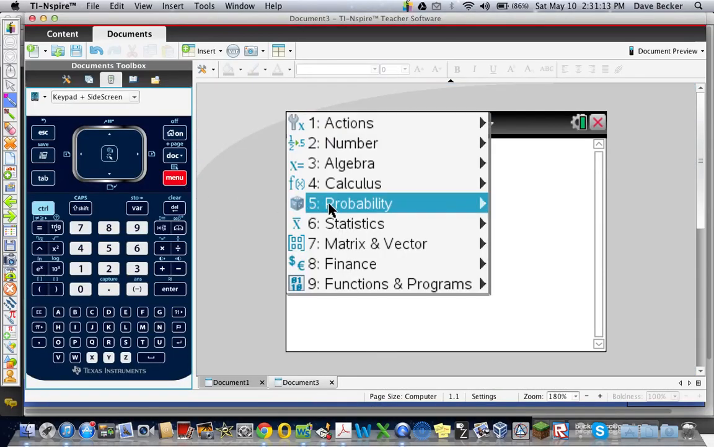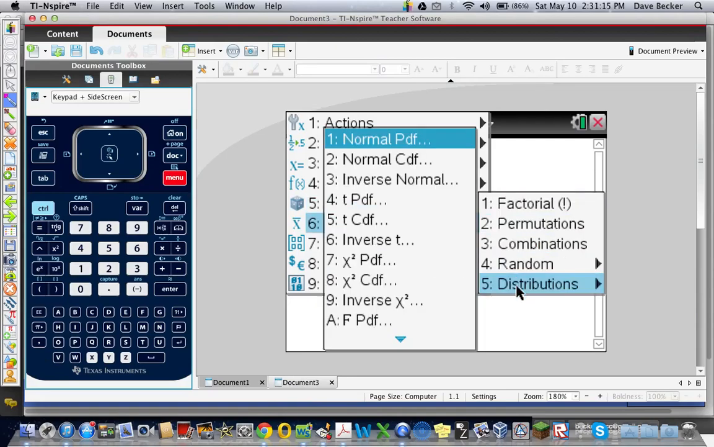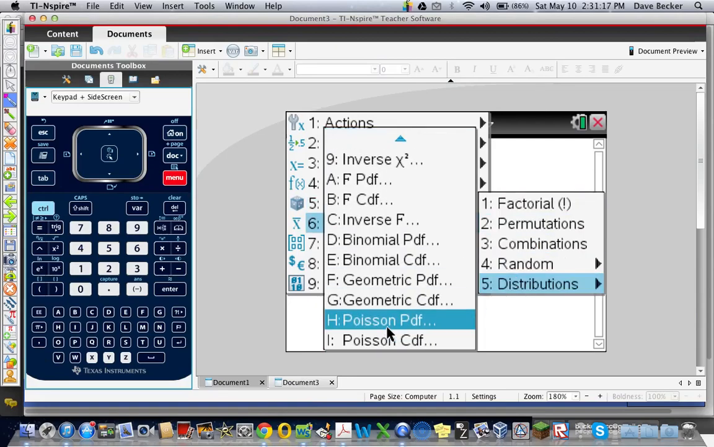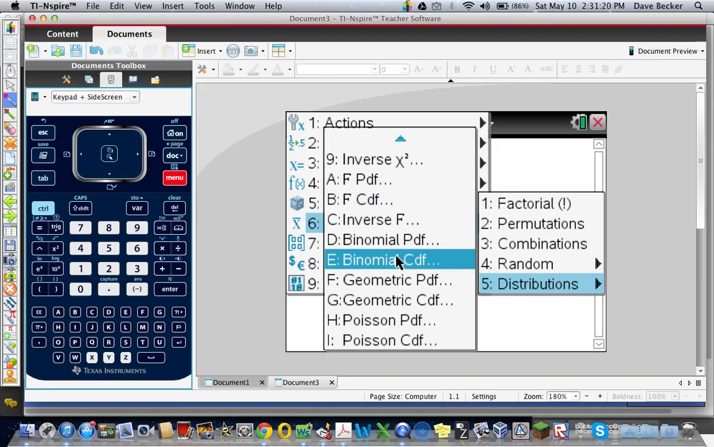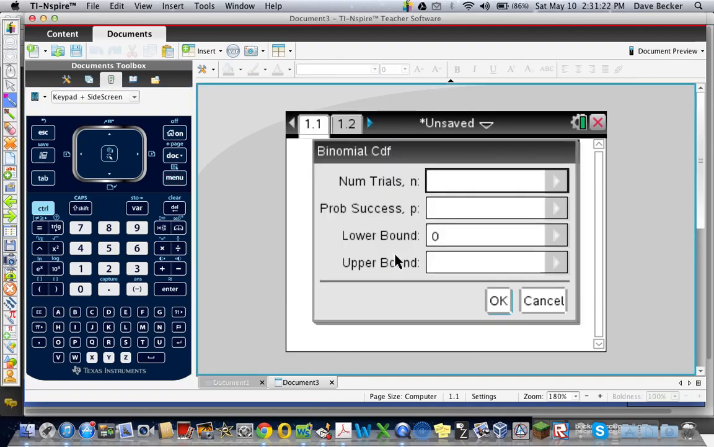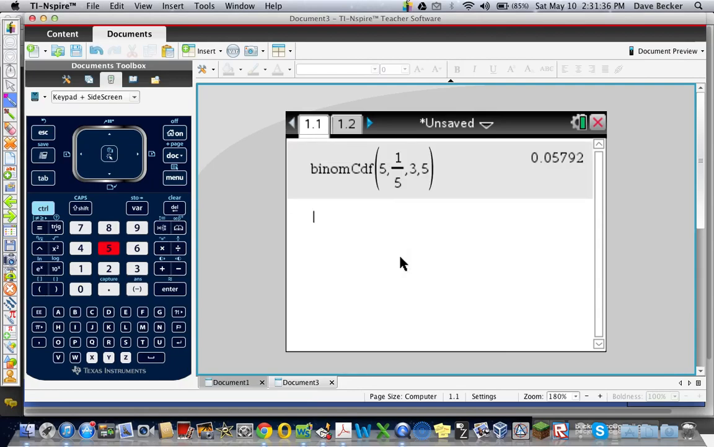Menu, probability, distribution, binomial. It's cumulative because he could get 3, 4, or 5. Number of trials is 5. Probability of success is 1 divided by 5, or 0.2 would be fine. He needs to get from 3 to 5 questions correctly in order to pass. Boom, boom. 0.058 would be the correct answer.